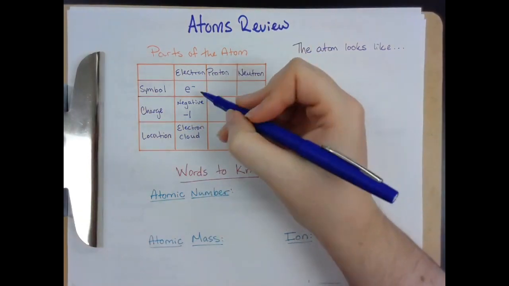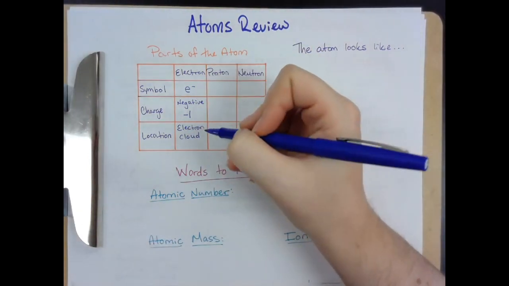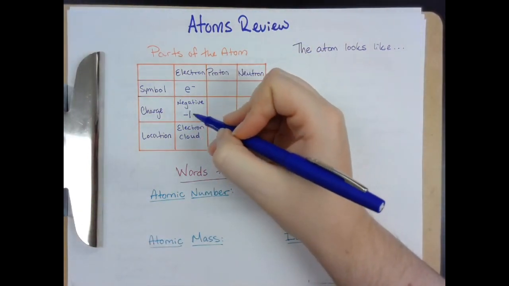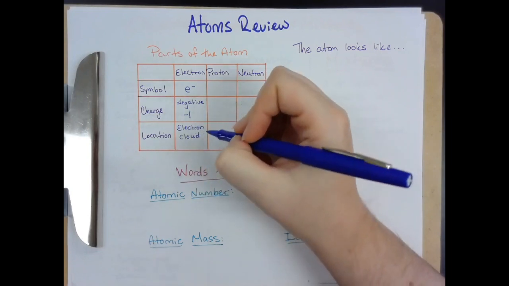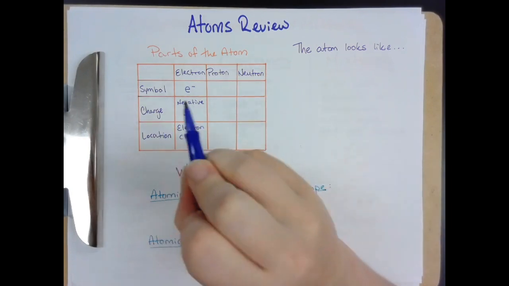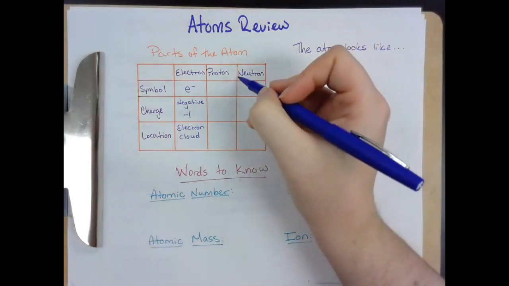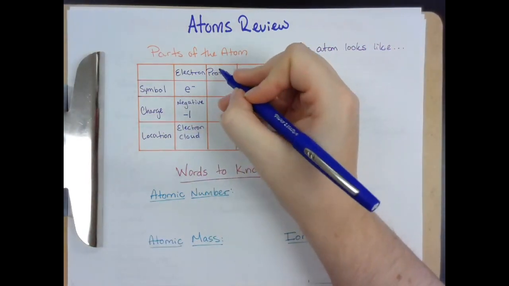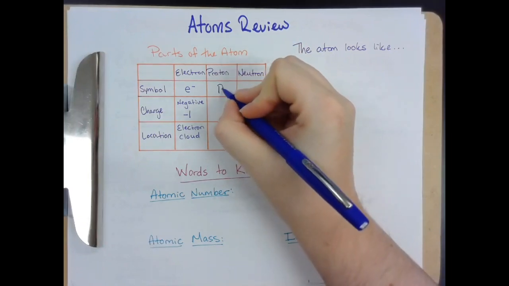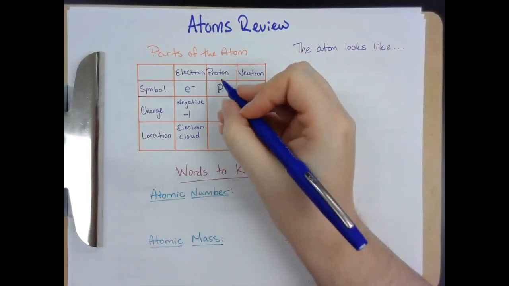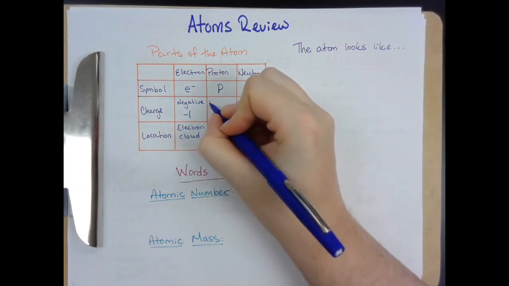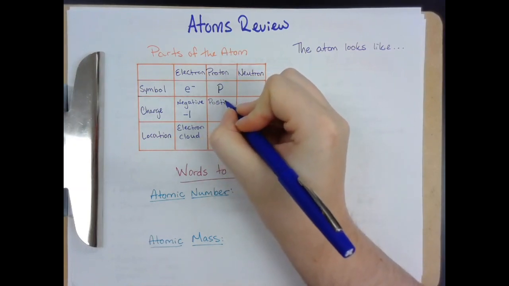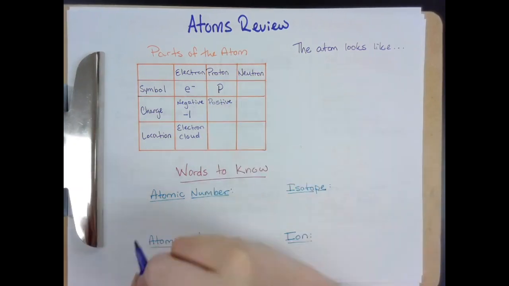So we're going to put electron cloud. Okay? So electron symbol is an E or an E minus. They have a negative charge, or a -1, and they're located in the electron cloud on the outside of the atom around the nucleus. The proton, like we said, symbol is usually the first letter of the word, so the symbol for proton is P. The charge on a proton is positive. Protons are positively charged.